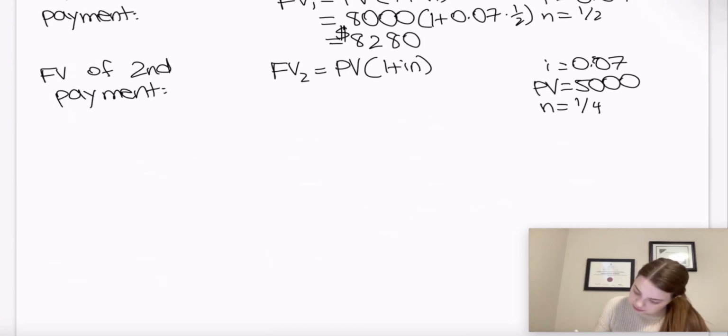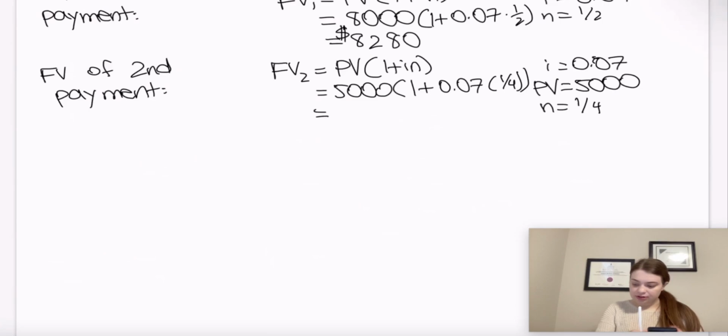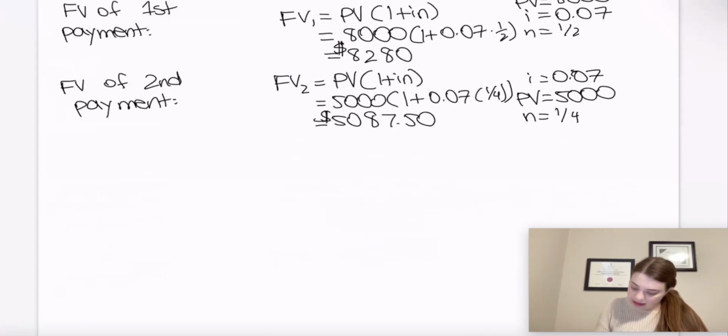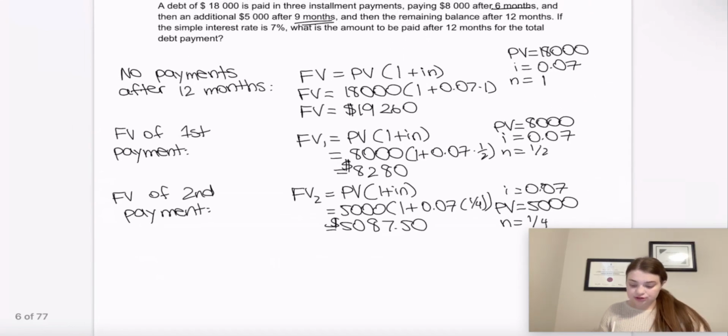All right. So that is going to be equal to $5,000 times 1 plus 0.07 times a fourth. And let's grab our calculator. So 0.07 divided by 4 plus 1 times 5,000 is going to be $5,087.50. So basically, making a payment of $5,000 towards the debt after 9 months is the equivalent of paying $5,087.50 at the very end of the process.